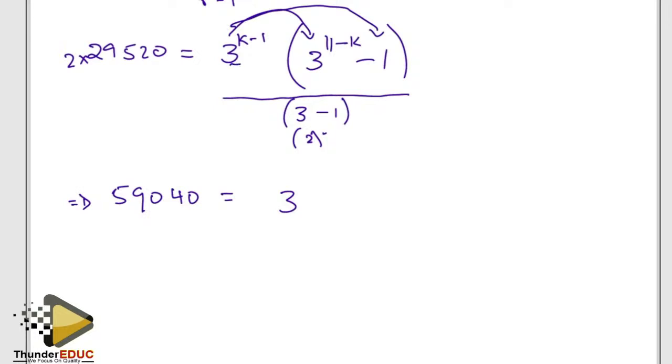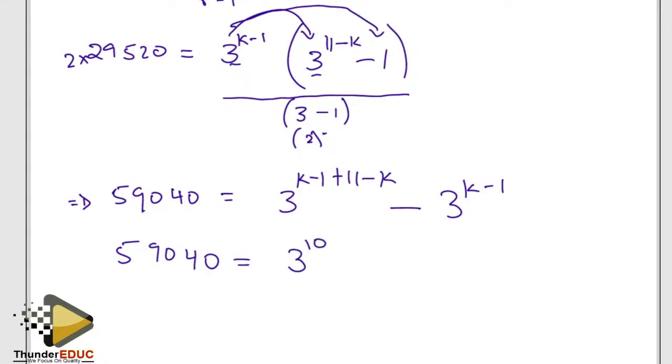So I know that this base is the same as this, which means I'll have to add up the exponents. So that's going to be 3^(k-1) plus 11 minus k, minus 1 times that, it will be just the same thing. Okay, so 59,040 is equal to, this k cancels that k, I'll be left with just 3^10 minus 3^(k-1). Then I need to move this to that side, 3 to the exponent of 10.